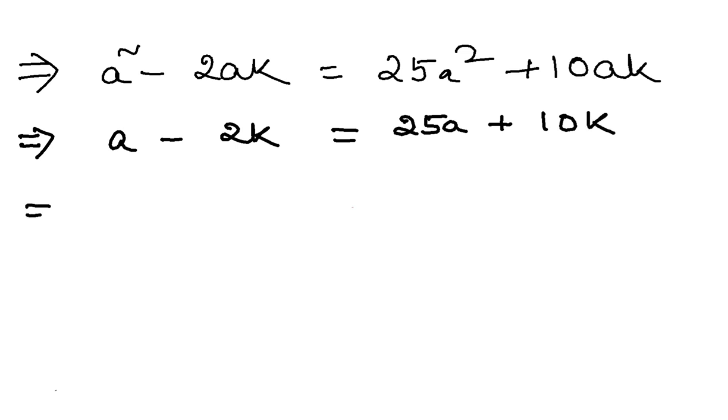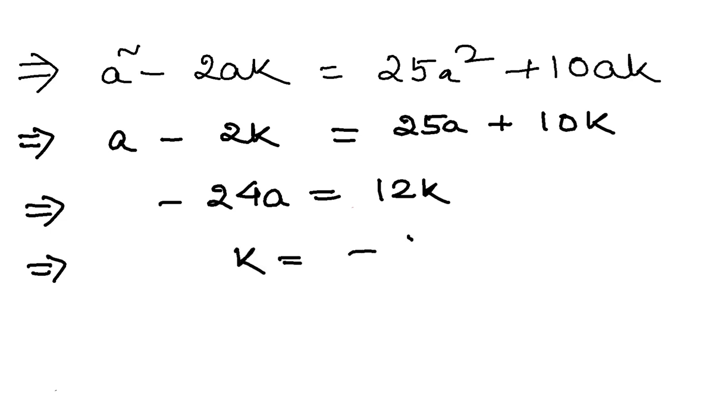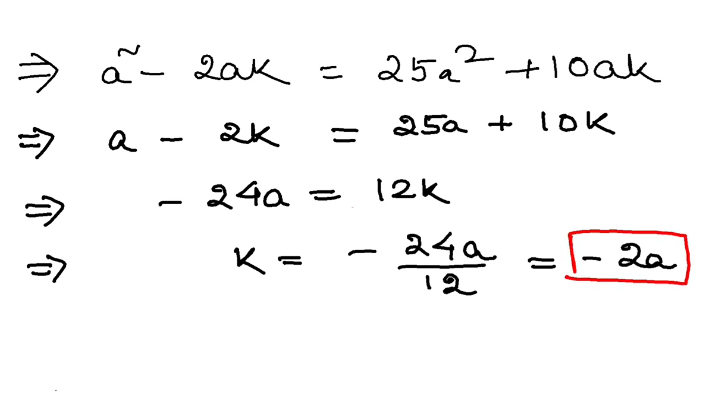Okay, so now it's time to simplify. So I'll have a minus 24a equal to 12k. That means you have to find a value of k. So k is minus 24a by 12. That means it will be minus 2a, isn't it? So that is the value of k. Alright. So now let's go to the next question, that is question number 6.